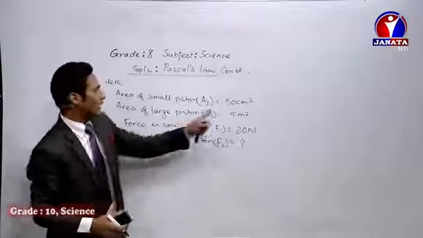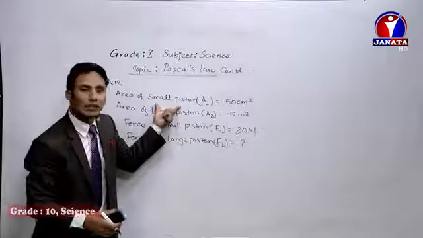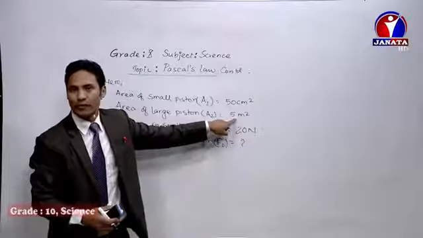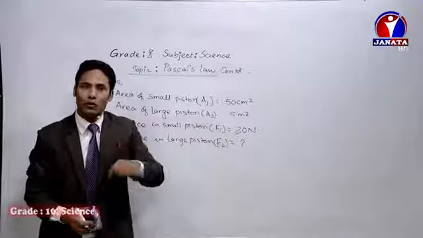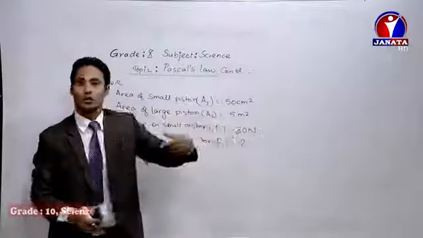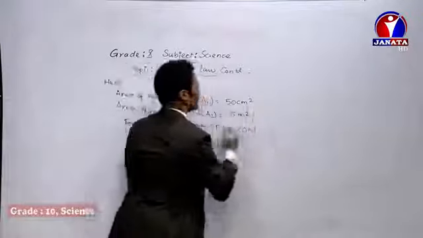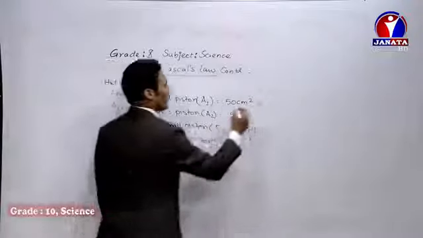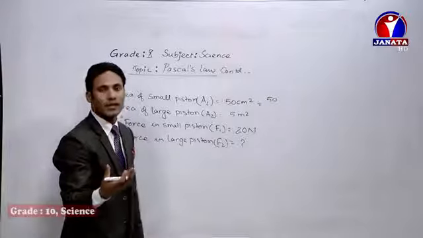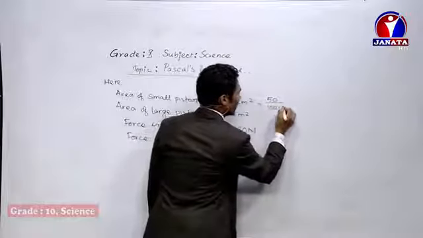The area of the small piston is given in centimeter square, and the area of the large piston is given in meter square. That's why we need to convert both into the same system of units. I will convert this centimeter square into meter square. 50 centimeter square changes into meter square by dividing by 100 and 100, that is, divide by 100 into 100.